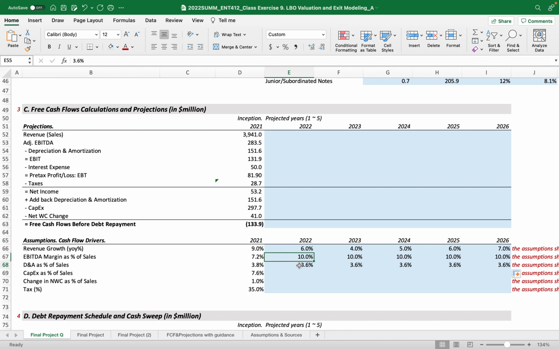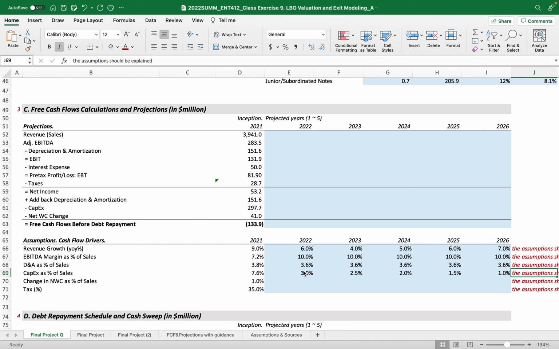So that's why 3.6%. The depreciation and amortization amount will increase because of the revenue growth. In the same way, capex investment has been 7.6%, and then I'm going to reduce it a little bit, to 2.5% or 2%, and then 1.5% and 1%.